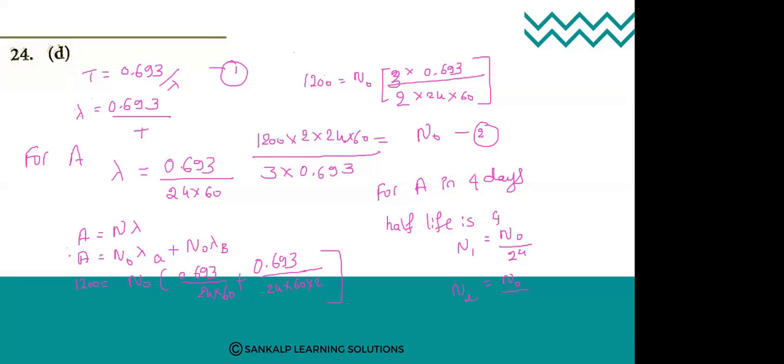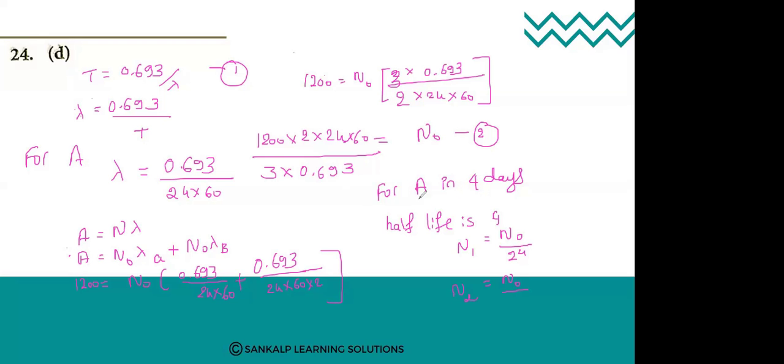Yes, how much are you getting for N naught? Simplify, students. How much are you getting for N naught? 16623.37. Yes, remaining students, calculate N naught. Further steps I'll tell you.